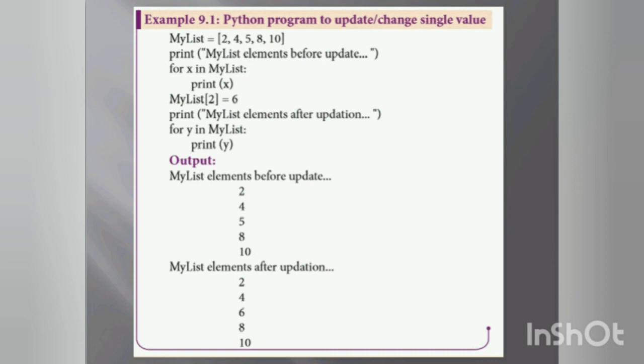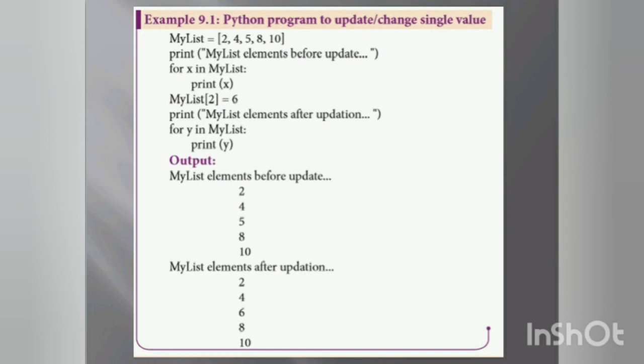So my list elements before update. Then what is the first list? 2, then 4, 5, 8, 10. As usual, whatever is in my list will get printed one by one. Then what is the next one? You are going to change, right? The second index value position to change to 6.